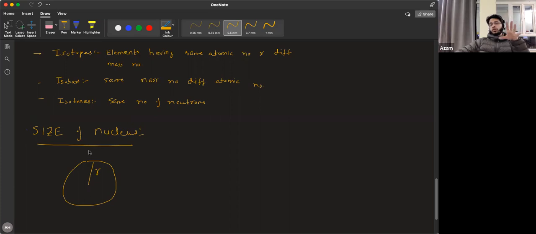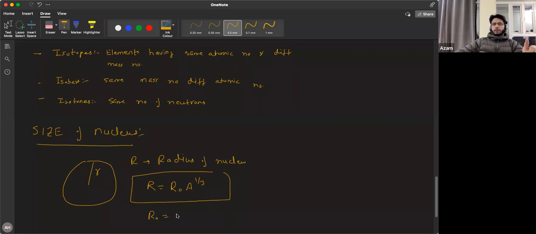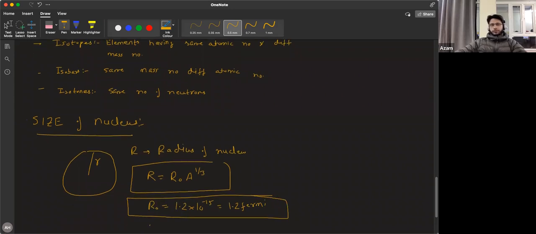So the size of the nucleus should depend upon the number of neutrons and protons. After all, nucleus is nothing but the combination of neutrons and protons, and the number of neutrons and protons is the mass number. So if we consider nucleus to be spherical in shape, then the radius of nucleus should depend upon the mass number. If I consider R as the radius of nucleus, then you can write R = R naught A to the power 1/3, where R naught is a constant whose value is 1.2 into 10 raised to the power minus 15, which you can write as 1.2 Fermi. And A is the mass number.